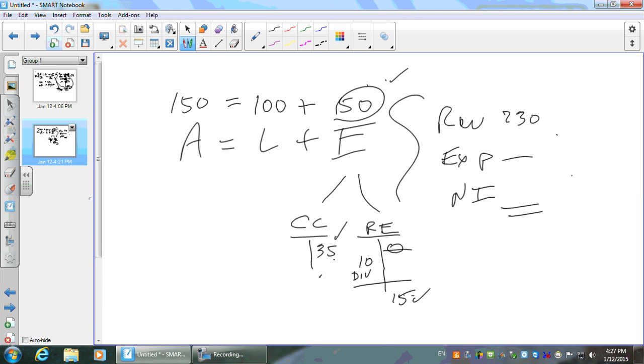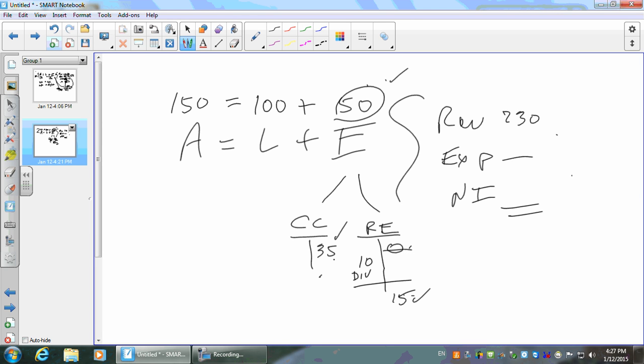These two have to add up. Contributed capital and retained earnings has to add up to your total equity, because that's all there is. Your wealth is all owners contributed plus your retained earnings, isn't it? Yeah. This is easy, isn't it? Now what? Can I solve anything else now? I can see something else I can solve. What is it?